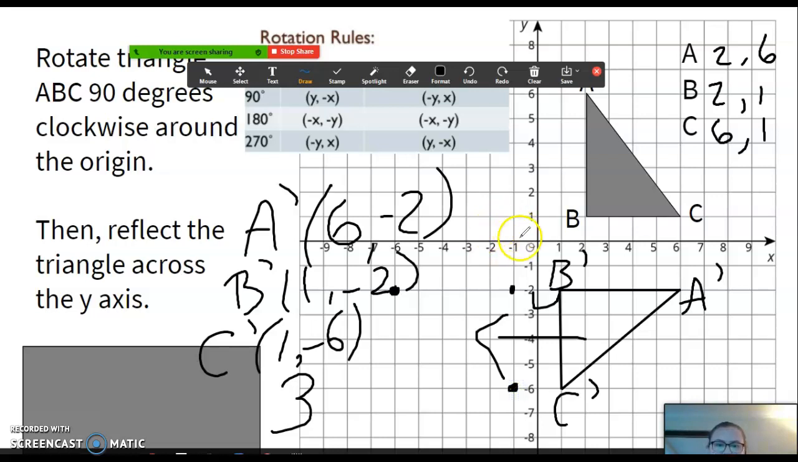Now let's check that. A prime is at (negative 6, negative 2). That's correct because the x is going to become the opposite. So now I'm going to draw those lines together and I have a reflection, okay? That also looks kind of like it would be a 180-degree rotation, which is true. It would also be that as well. We're going to do one more transformation.